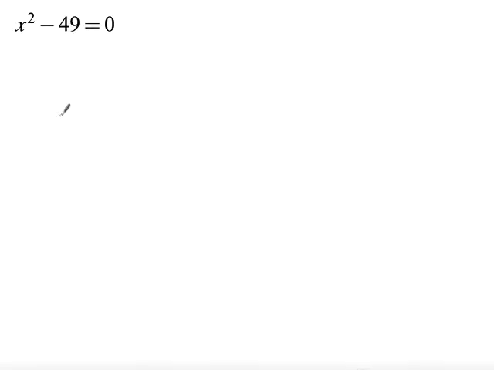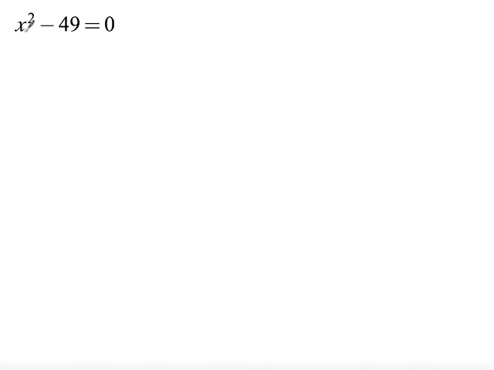In this video, we're going to talk about solving quadratics using square roots. So in our first example, we've got x squared minus 49 equals 0. I notice it's a quadratic because it's got the x squared, but I don't have the bx term. Anytime I've got an x squared, but I don't have my bx term, but I do have my c, I can think about using the square root method.